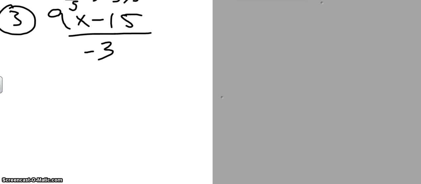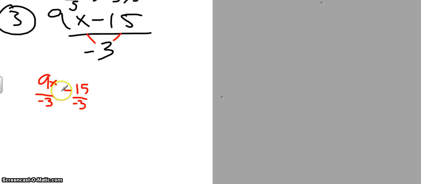Let's try number 3. Okay, so number 3 is super tricky. We have a big expression in the numerator and one little monomial in the denominator. So give it a try and come back. Okay, so if you're back, I hope you are understanding that this whole numerator is being divided by negative 3. So remember, we talked about this last year. We're distributing the division to both terms. So this could be rewritten as 9x over negative 3 minus 15 over negative 3.